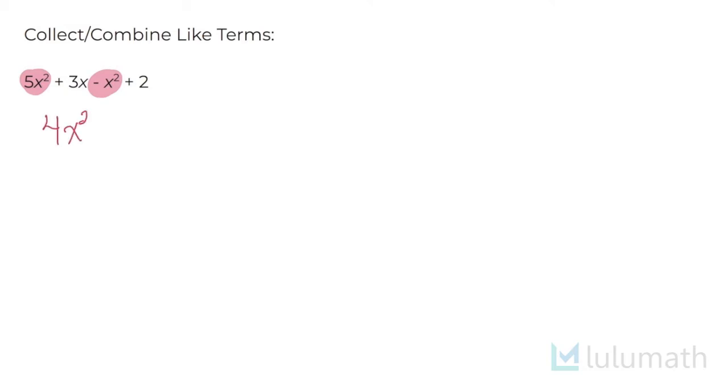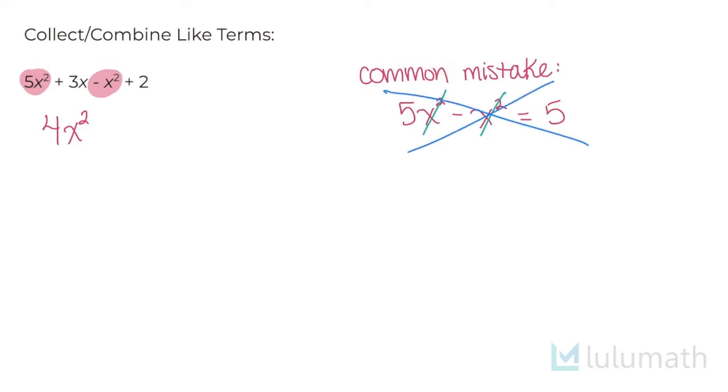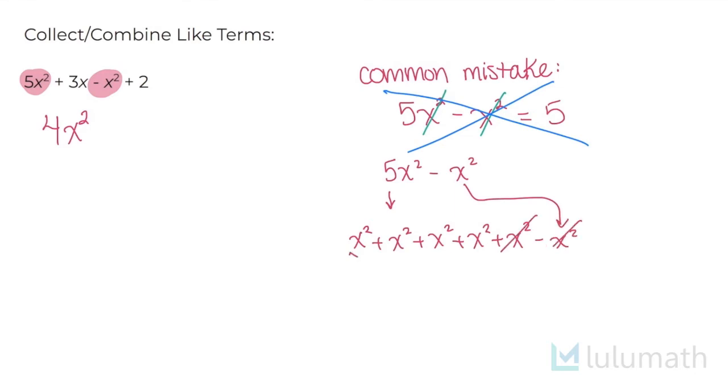Now, a common mistake that people will make is they'll say 5x squared minus x squared, the x squareds cancel out, and then we just have a 5 left over. So this is wrong. We don't want to do this. And the reason why it's 4x squared is because 5x squared just means x squared plus x squared plus x squared plus x squared plus x squared. And then we're going to copy down this minus x squared, and these cancel each other out. So altogether, I have 4x squareds left over.